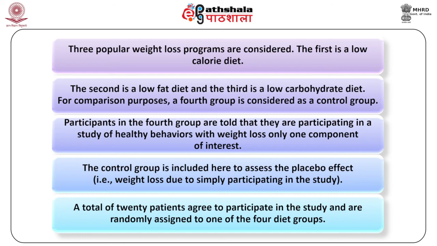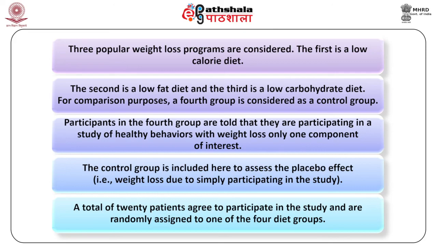Three popular weight loss programs are considered. The first is a low-calorie diet, the second is a low-fat diet, and the third is a low-carbohydrate diet. For comparison purposes, a fourth group is considered as a control group. Participants in the fourth group are told that they are participating in a study of healthy behaviors with weight loss only one component of interest.